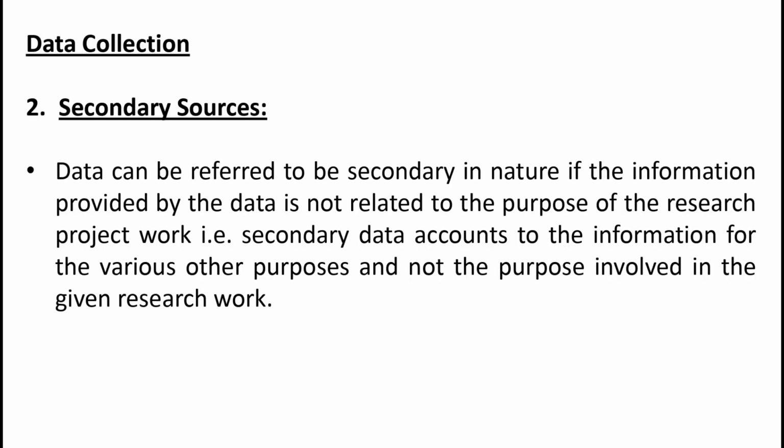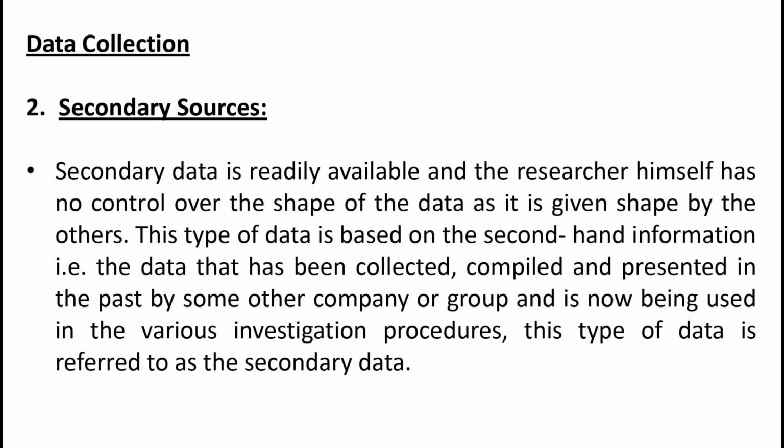Friends, now there is the second method that we use to collect any data, and that is the secondary sources. Data can be referred to as secondary in nature if the information provided by the data is not related to the purpose of the research and project work. Secondary data counts as information gathered for various other purposes and not the purposes involved in the given research work. Secondary data is readily available and the researcher himself has no control over the shape of the data, as it is given shape by others. Friends, this type of data is based on second-hand information.